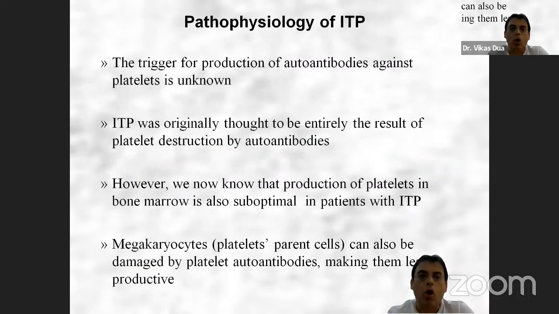But now the thought process has slightly changed. ITP was originally thought to be entirely the result of platelet destruction by autoantibodies. However, now we know that the production of platelets in bone marrow is also suboptimal in patients of ITP, which means that the megakaryocytes can also be damaged by platelet autoantibodies, making them less productive. So we need to understand that it is not just the destruction which is happening in the blood, there is decreased production of the platelets because these antibodies are attacking the megakaryocytes also.